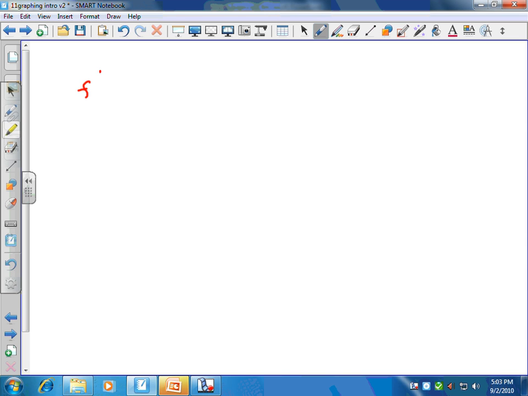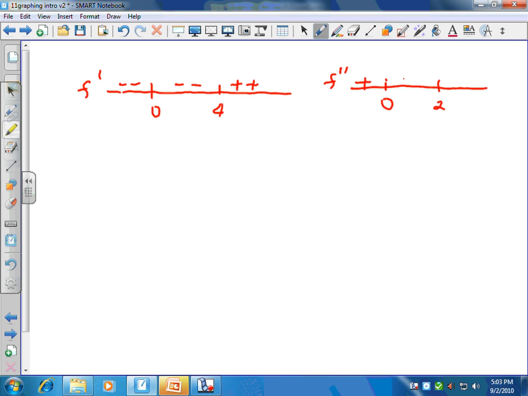So let's say that the sign chart for f prime is negative over here, positive afterwards. And the sign chart for f double prime is positive first, negative in between, positive later. And you can assume that f prime is 0 at this point and at this point, and that f double prime is 0 at this point and at this point. The question is, from this information, can you provide a rough graph?